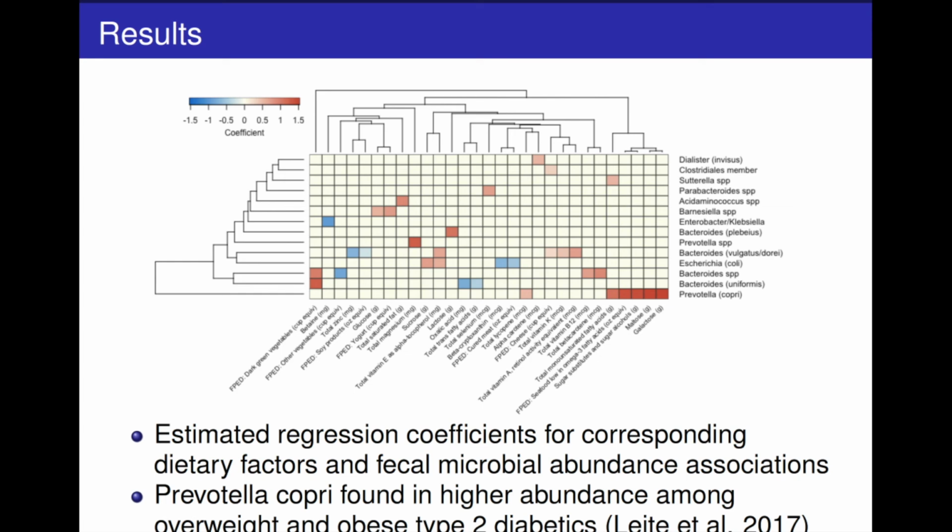So here's an example of the results provided by our model. This is a heat map of the estimated regression coefficients for the corresponding dietary factors and fecal microbial abundance associations. In the bottom right corner of this heat map, you see a strong positive relation between Prevotella copri and a bunch of sugary factors. This is interesting because in other studies, Prevotella copri has been found in higher abundances among those that were overweight and those with type 2 diabetes.